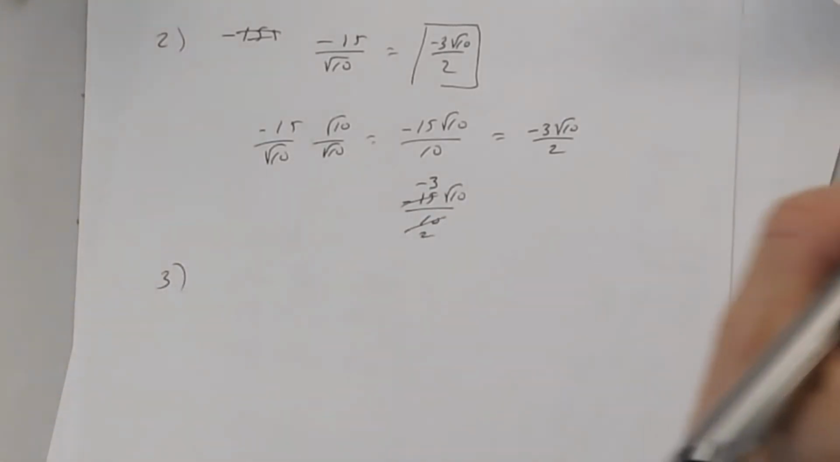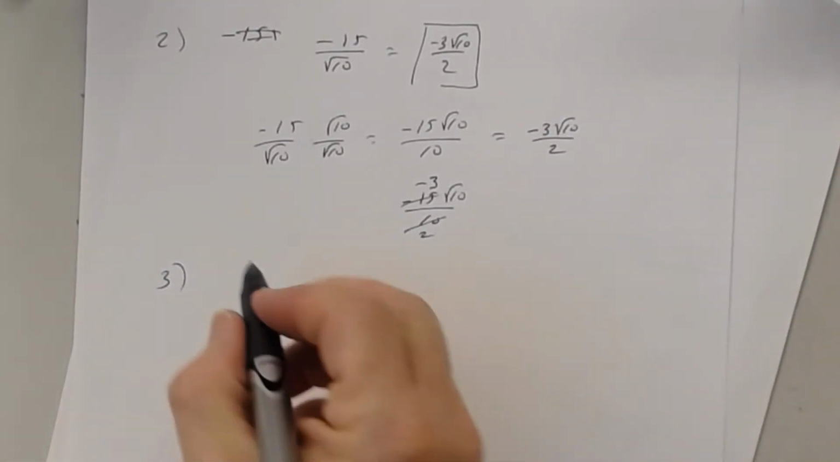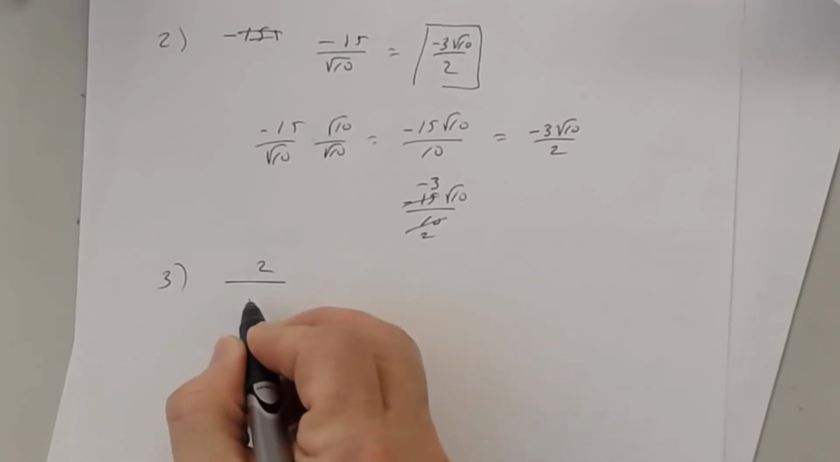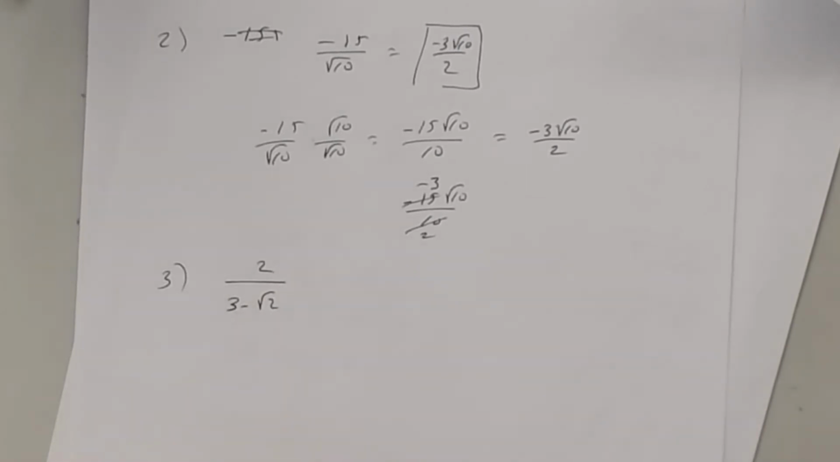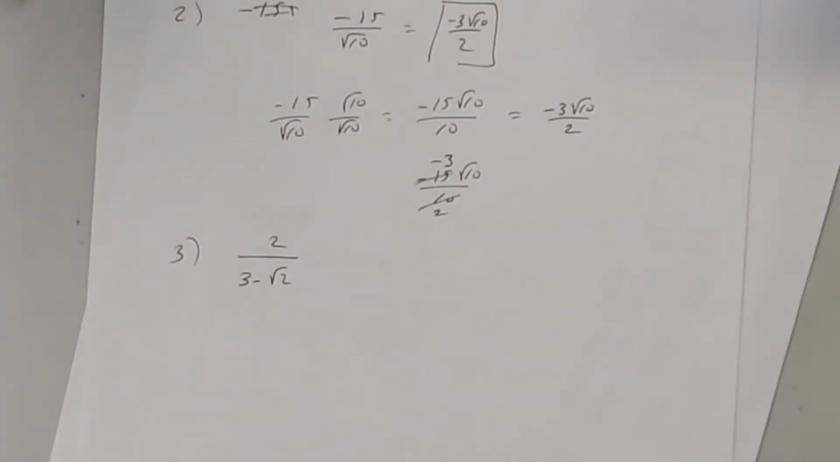All right, now let's look at number 3. What's going to happen in number 3 is this. We have 2 divided by 3 minus the square root of 2. So what kind of denominator do I have? Rational or irrational? Irrational. It's irrational because I have a square root of 2 in there, which is irrational. So I want to make this denominator rational.